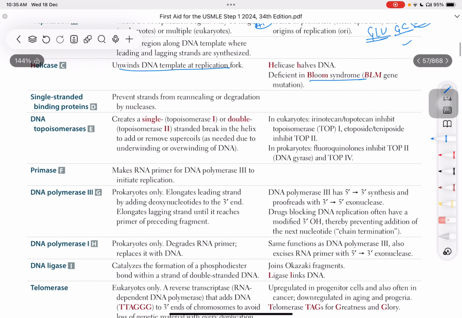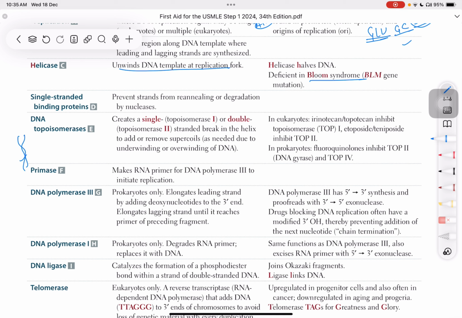DNA topoisomerase creates a single (topoisomerase 1) or double (topoisomerase 2) stranded break in the helix to add or remove supercoils as needed due to unwinding or overwinding of DNA. Yeah, the single stranded breaks in helixes are added. See, this is what topoisomerases do.